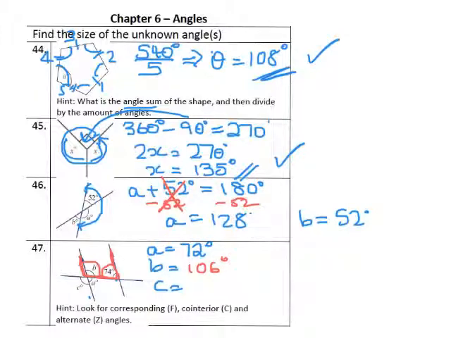Now finally the C. I want you to notice that the C is vertically opposite with the B, or you could say it makes up a 180 degree with the A. I'm going to pick the first one I said. So I know that the B and the C are vertically opposite. So C has to be the same as B, which is 106 degrees.